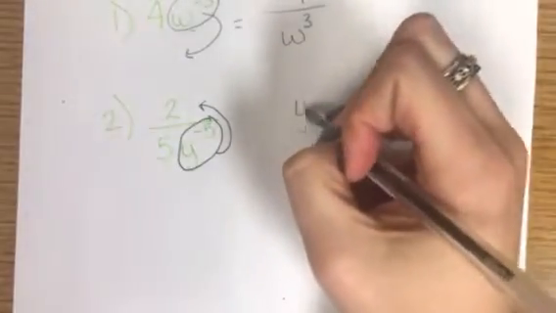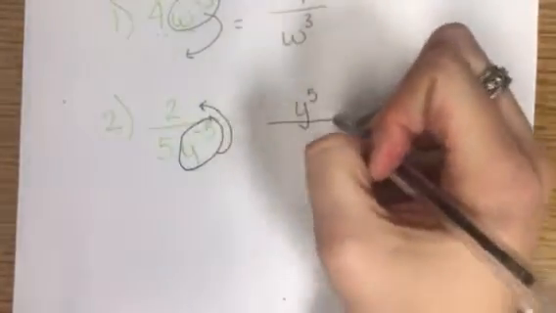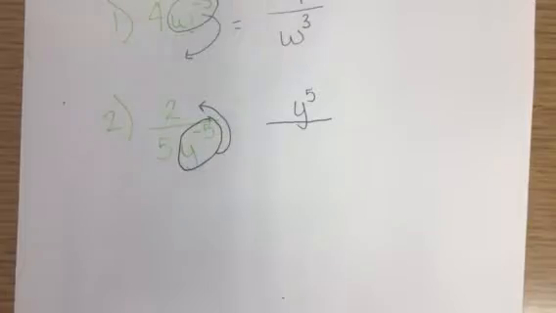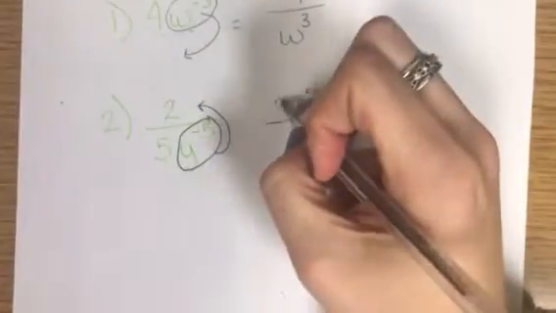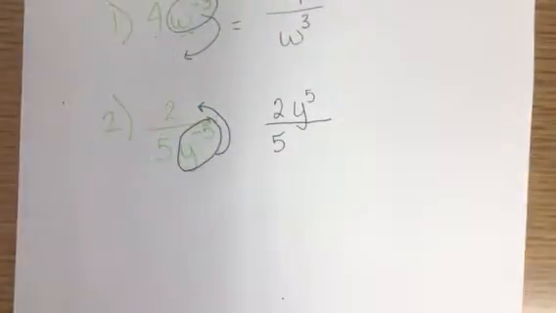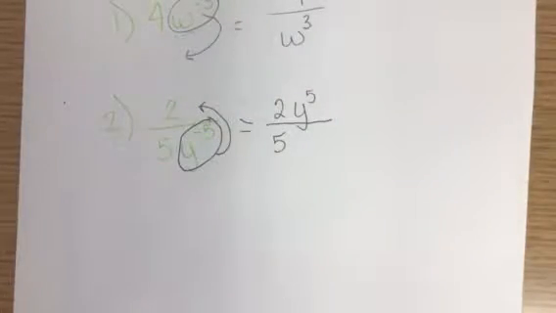So I'm going to move this y up to the top, and once I move it, I'm going to make it positive. My 2/5 isn't going anywhere, so it's staying exactly as it was, and so my simplified answer is going to be 2y to the 5th all over 5.